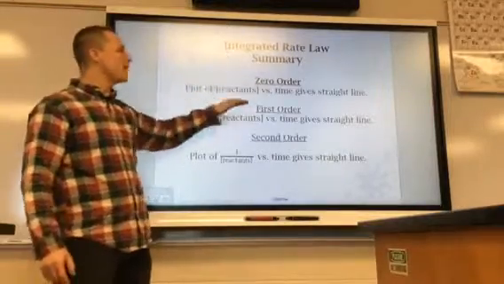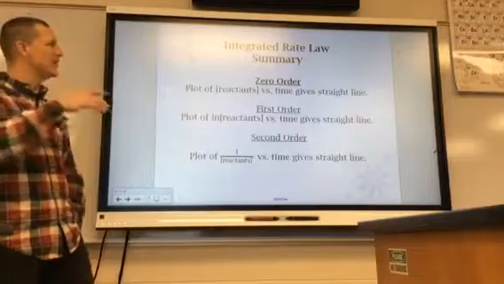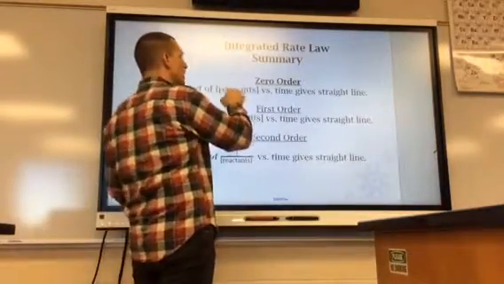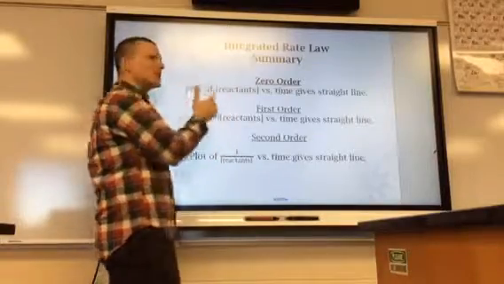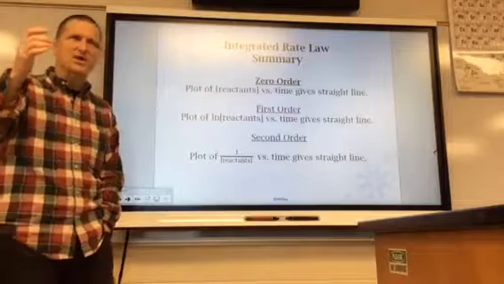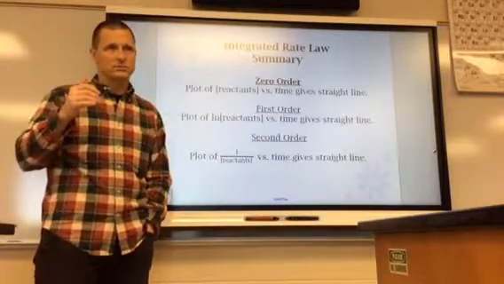Okay, this is a summary of what we did yesterday. If you haven't written this down yet, this is a good thing to have, just so everything is right there together. If the reactant is zero order, you know that based on doing a graph. We talked about that graphing yesterday. If you just graph the concentration of the reactant versus time, and it gives you a straight line, that means it was zero order.